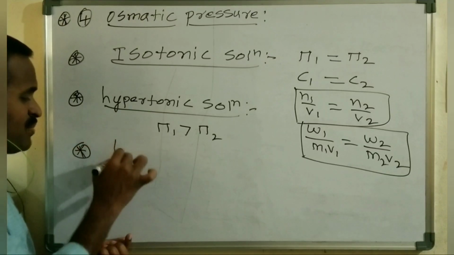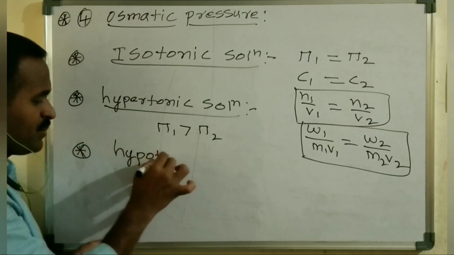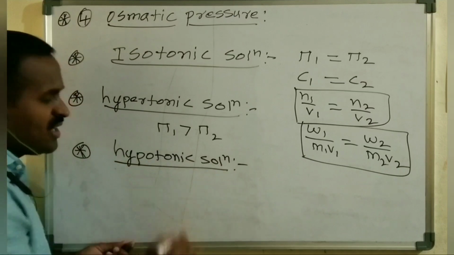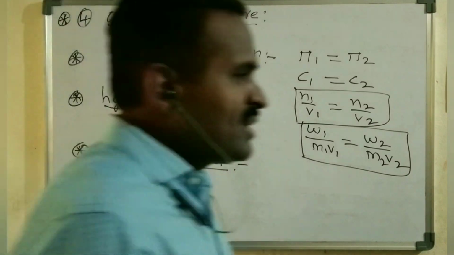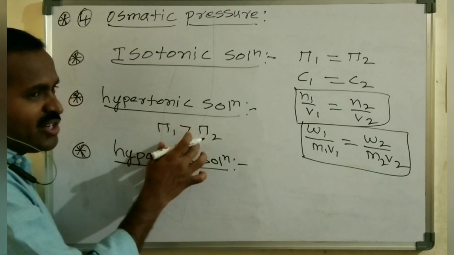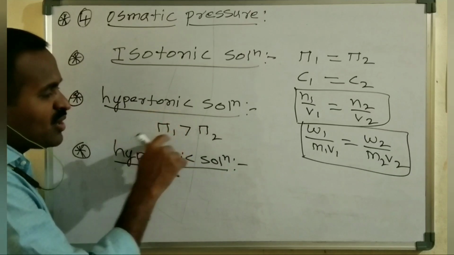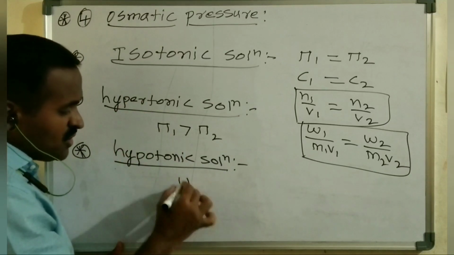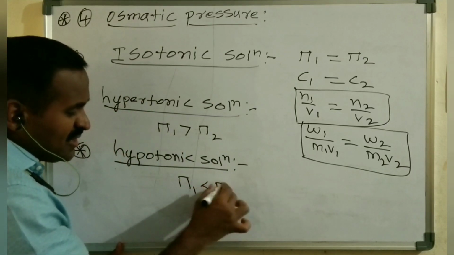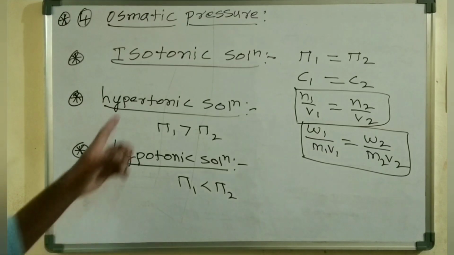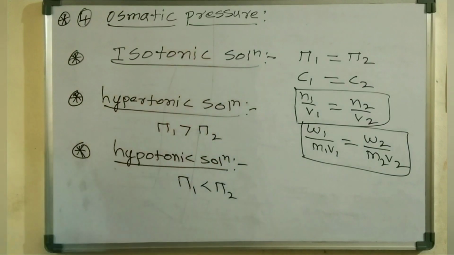The other one is a hypotonic solution. A hypotonic solution is a solution whose osmotic pressure is less compared to the other solution. The solution whose osmotic pressure is more than the other solution is called hypertonic, and the solution whose osmotic pressure is less compared to the other solution's osmotic pressure is called a hypotonic solution. So these are the three situations that arise according to osmotic pressure.